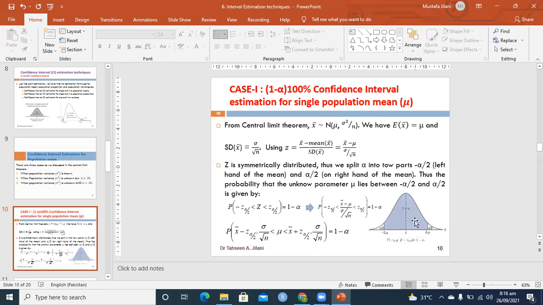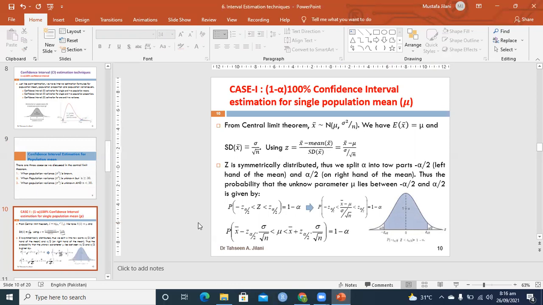Our confidence interval is 1 minus alpha. So this white region and this dark region are separated by a point, minus Z alpha by 2, a critical value, and on the right hand side this is Z alpha by 2. Whenever we use the normal distribution for a confidence interval, we have the same region on the left and the right. If it is 90%, we have 5% here and 5% here. If it is 99%, we have 0.5% here and 0.5% on the right. How do we find the Z value from this?